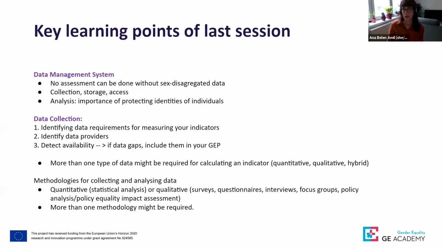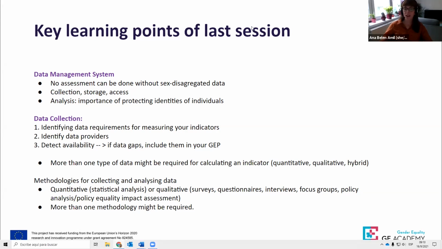And the third topic that we touched upon, which is not in purple here, is the methodologies for calculating and analyzing data. Basically, we touched upon quantitative and qualitative methods of analysis. The quantitative is mostly about statistical analysis, and the qualitative is mostly about surveys, questionnaires, interviews, focus groups. You can also have case studies, policy analysis, and policy quality impact assessment that Karim explained so thoroughly. And once again, bear in mind that we might need more than one methodology at the same time to analyze one particular indicator.